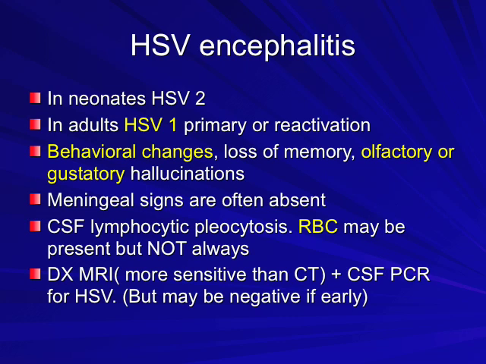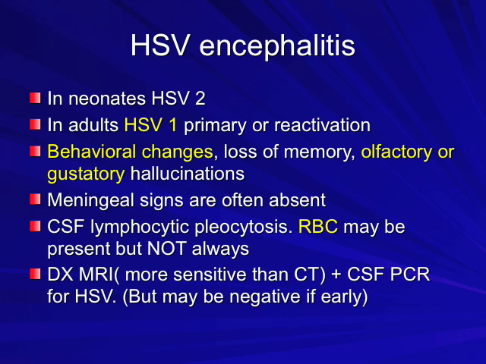Meningeal signs are often absent, but may be present if they also have meningoencephalitis. And the CSF is abnormal. Red blood cells are a clue, however, they are not always present. And for the diagnosis, you combine MRI, which is going to show you an abnormal temporal lobe, and or CT. However, the CT may be normal early in the disease, and that's why we prefer MRI.